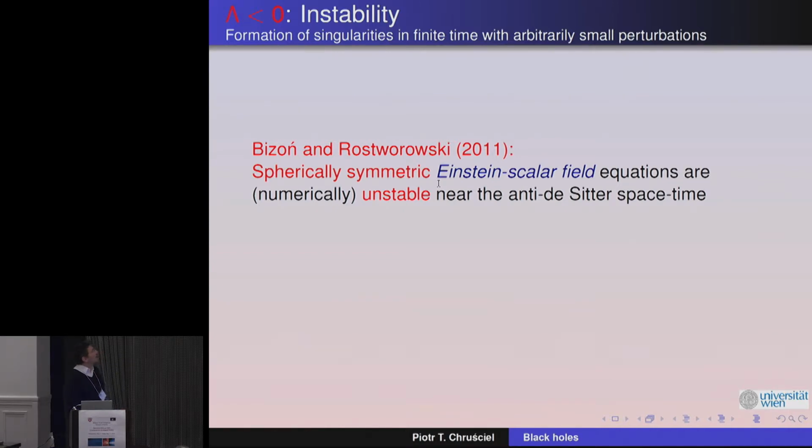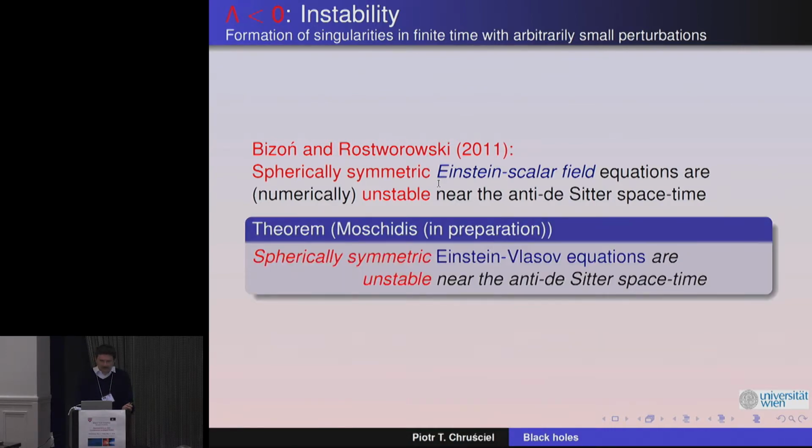So there is this Bizoń-Rostworowski instability. If you take the spherically symmetric Einstein scalar field equations, well, there's numerical work which shows that they're unstable near the anti-de Sitter spacetime. So you can make arbitrarily small perturbations which will create black holes. So this is numerics, and there is a remarkable theorem by Moschidis, again not written down, which says that, well, you still do spherical symmetry, just because, of course, it's much easier.